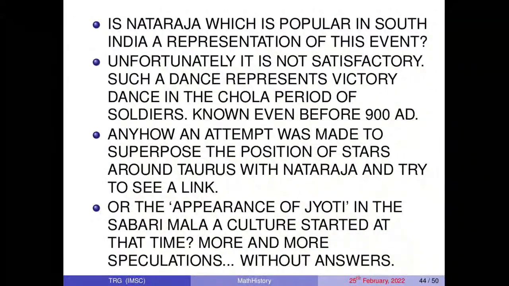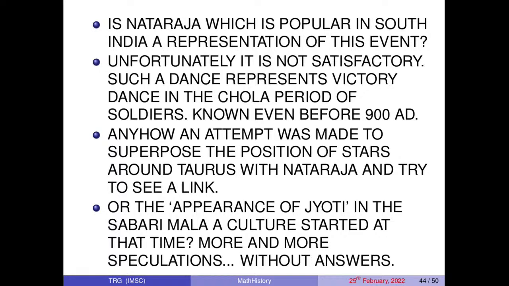Unfortunately, it is not satisfactory. Such a dance represents a victory dance in the Chola period, of soldiers, known even before 900 AD. There are several temples where this kind of dance is presented. The Nataraja dance became popular, the bronze thing, but it was known earlier also.